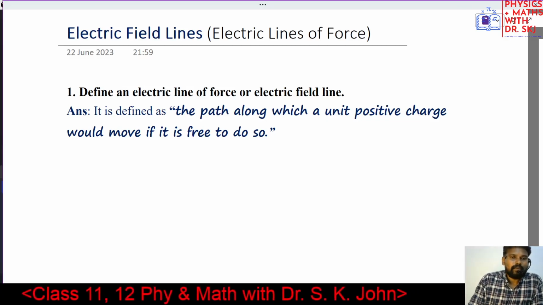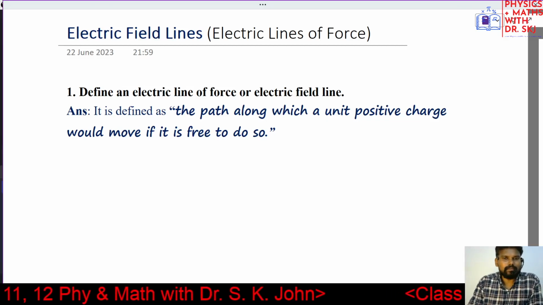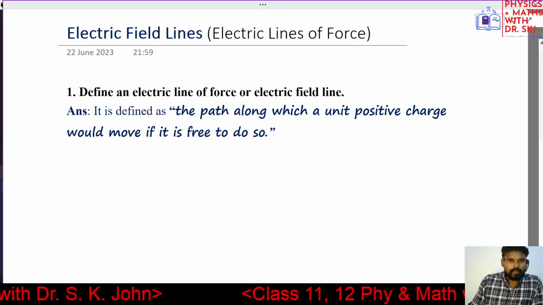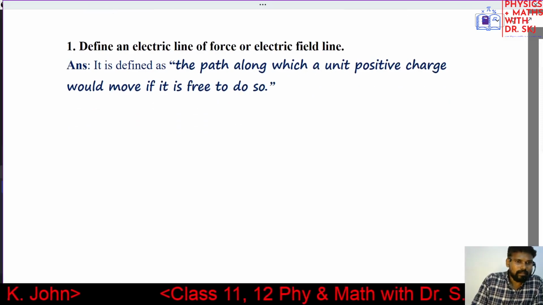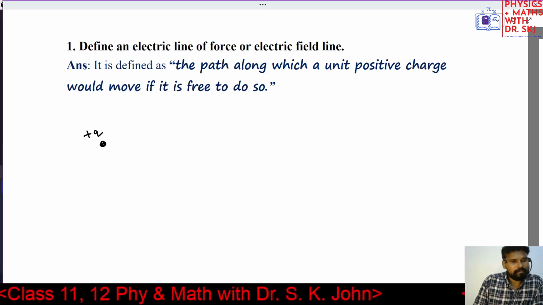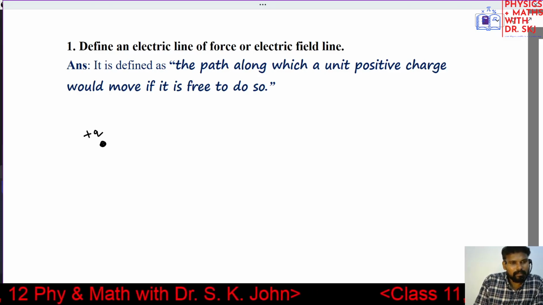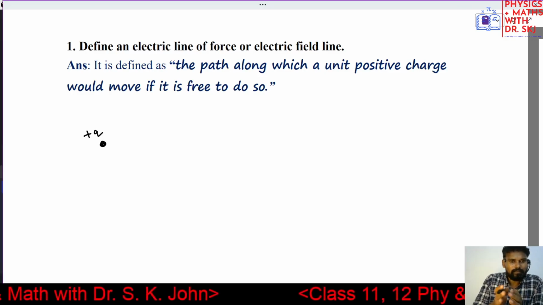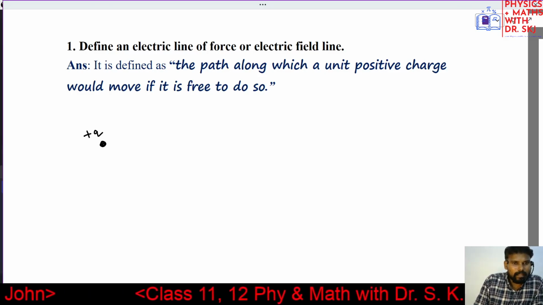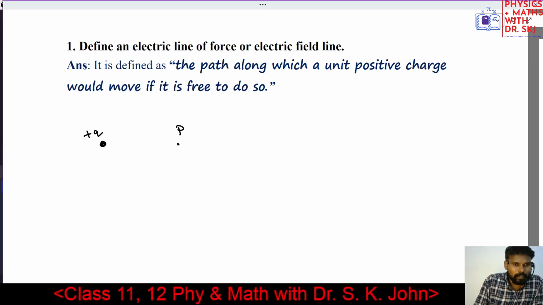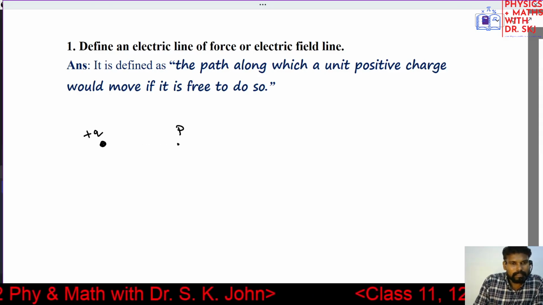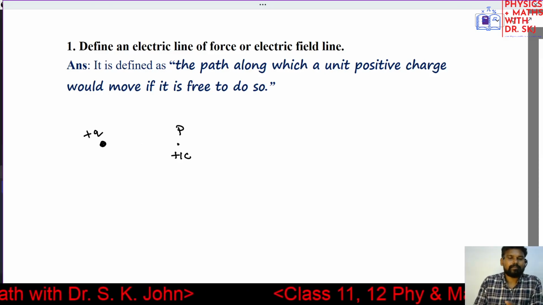Electric field lines are also called electric lines of force. We studied that when a charge is placed at a point, suppose a positive charge, there is a source charge. The charge produces a field around it, and to measure the field at this point P, we have to place a plus one coulomb charge here.